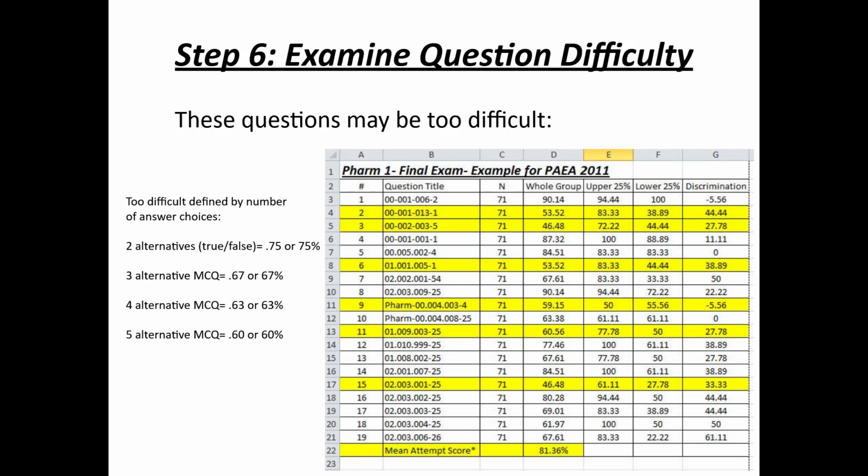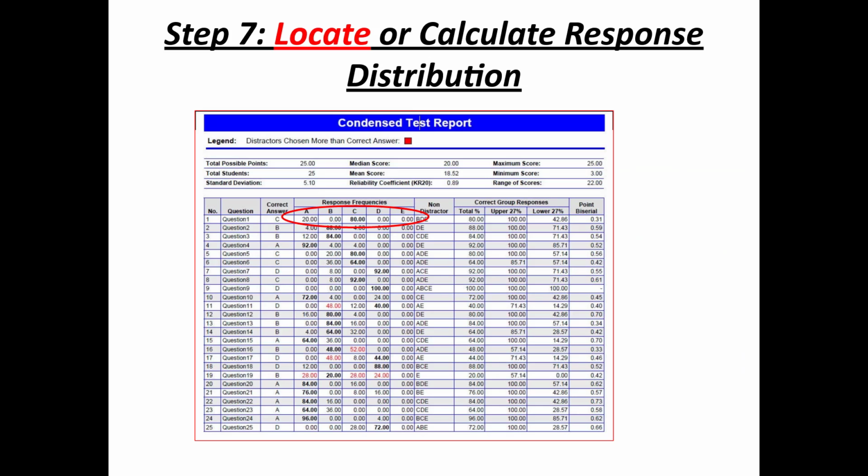So I highlight everything that has a whole group difficulty less than 60%. You can see that item number 2 is 53. Number 3 is 46. Number 6 is 53. So a lot of 53s, a lot of 46s. Okay, so I mark those.